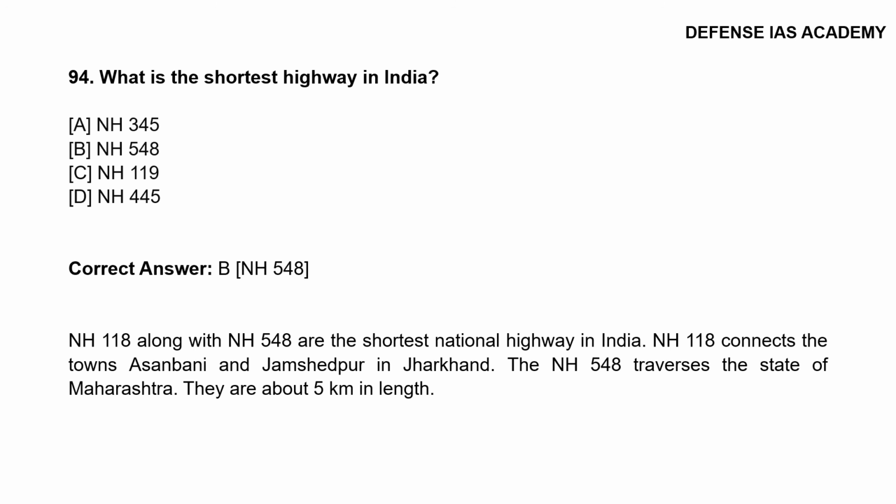The NH 118 or NH 108 along with NH 548 are the shortest national highways in India. NH 118 connects the towns Asanbani and Jamshedpur in Jharkhand. The NH 548 traverses the state of Maharashtra. They are about 5 km in length. So the shortest highway has the length of 5 km.